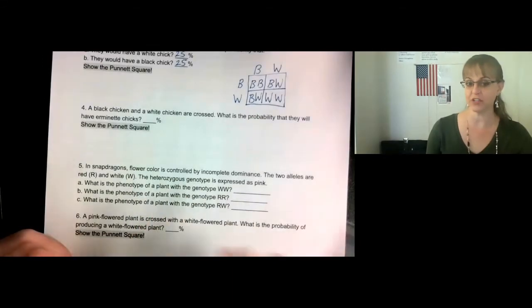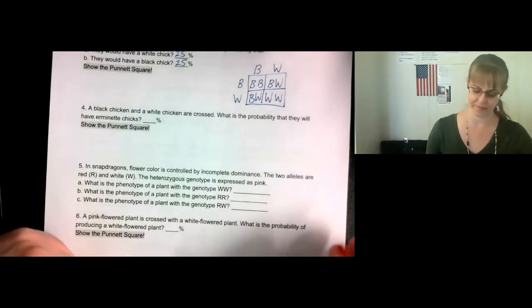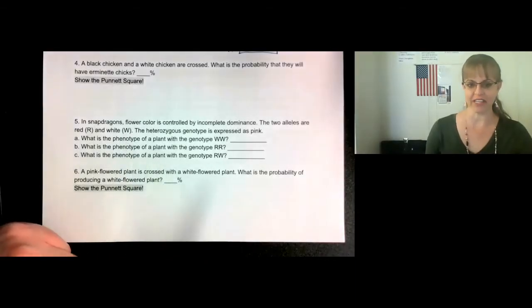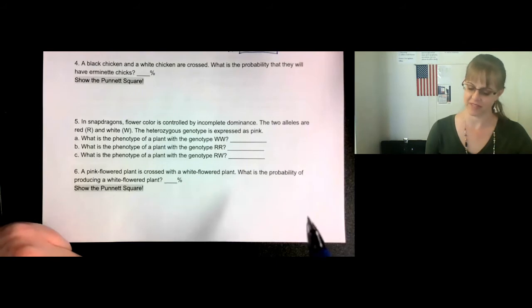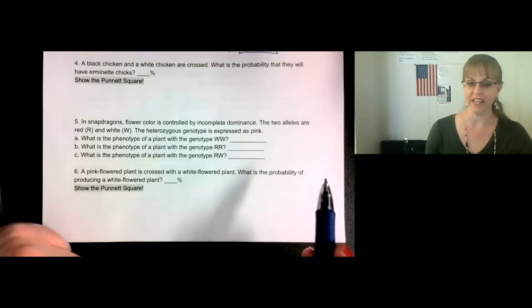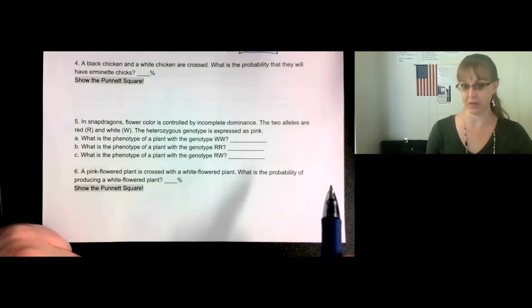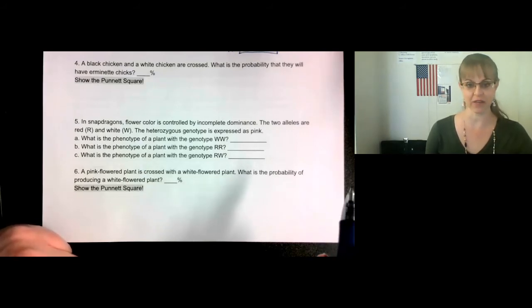I think you'll be able to do number 4 on your own. Remember to show the Punnett square. In snapdragons, flower color is controlled by incomplete dominance. The two alleles are red, R, and white, W. The heterozygous genotype, RW, is expressed as pink.